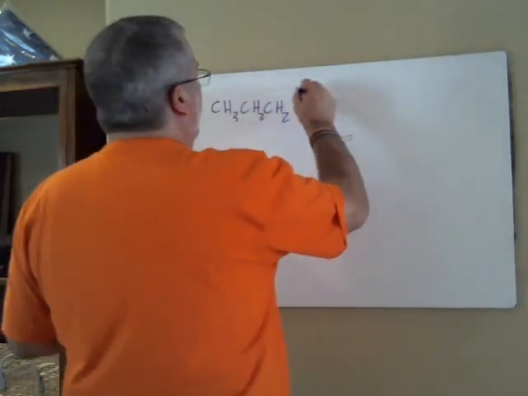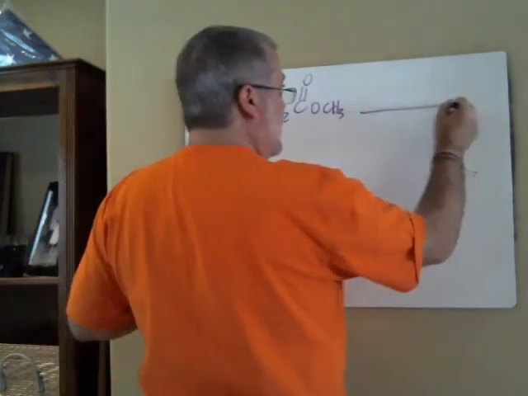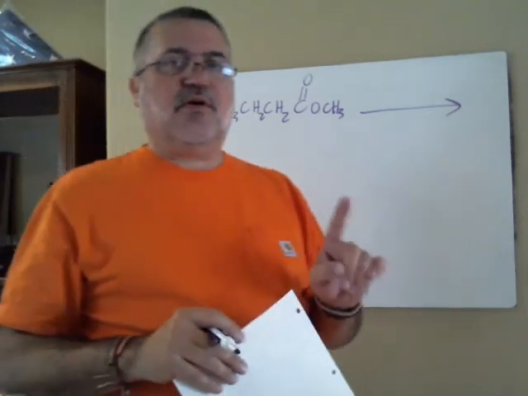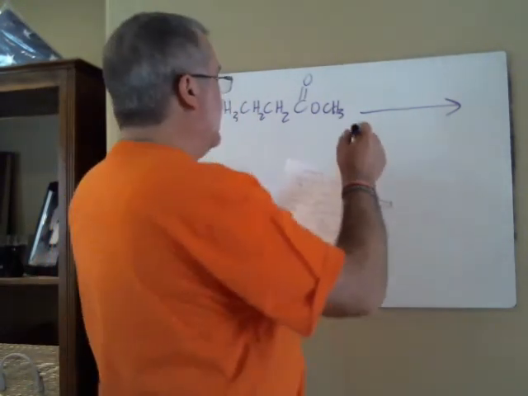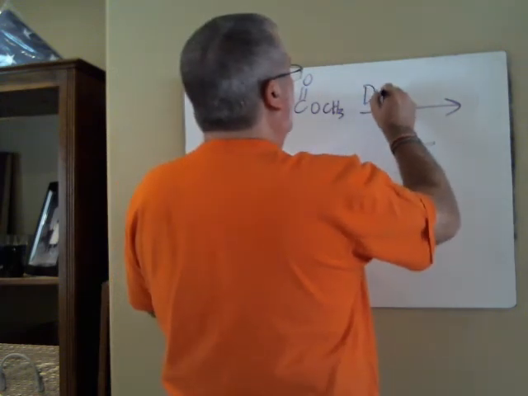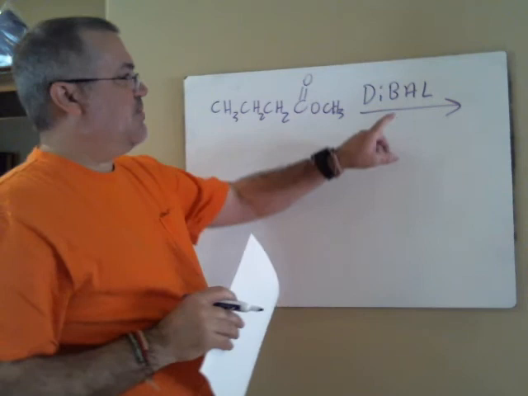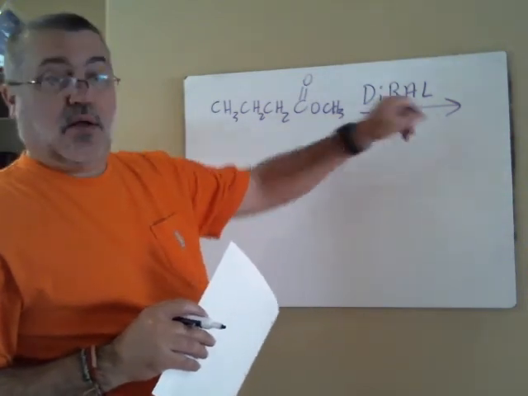So let's look at the case of an ester. Let's say we have this ester. There is a reducing agent that'll work, but it's different than sodium borohydride, and it's different than lithium aluminum hydride. It's something that's called DIBAL, and it's abbreviated different ways in different books, but it's DIBAL-H.